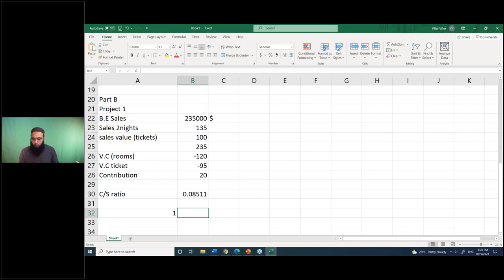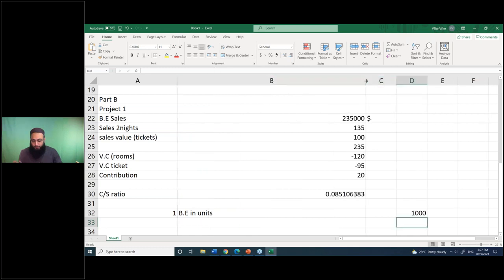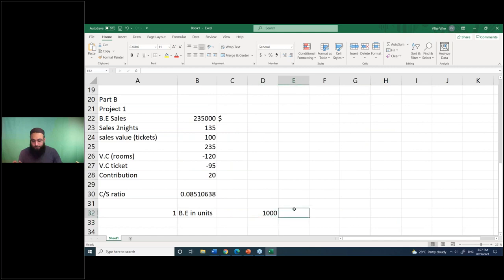If I just work out, for example, just to give you the idea, break even in terms of sales units, what I need to do is simple. Fixed cost of 20,000, divide this with the contribution per unit, and that is 20. Okay, which means that 1,000 rooms I need.